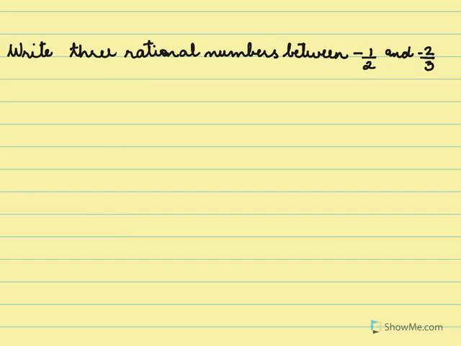Write 3 rational numbers between -1/2 and -2/3. So we have -1/2 and -2/3. We need to take the LCM. We always have to make the denominator the same. The LCM of 2 and 3 is 6. So we have -1/2 and -2/3.